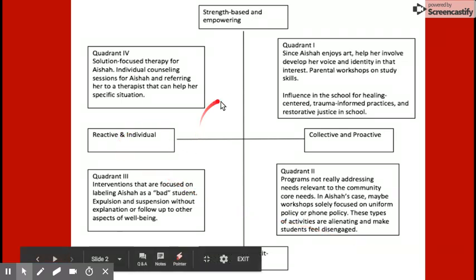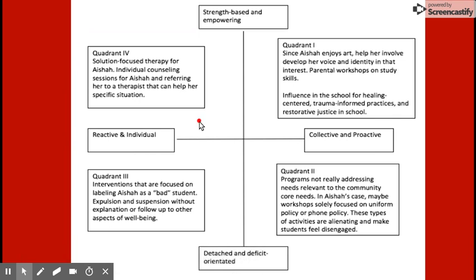Now, we can look at reactive and individual, however, strength-based and empowering ways, which could be helpful for Aisha, but they're still reactive in the sense that they are done because of a problem or because of an aspect that she has. So solution-focused therapy for Aisha, individual counseling sessions for Aisha, and referring her to a therapist that can help her in specific situations. So these are still helpful for her. However, they're very individualistic and they're very reactive. So she's put in these places because of maybe a negative behavior in her past.